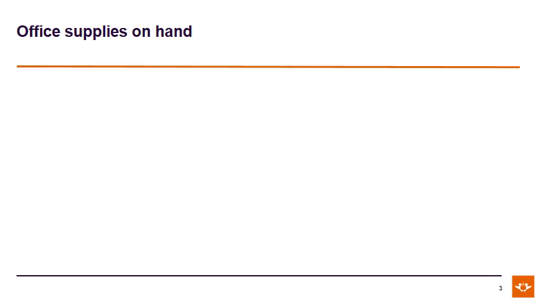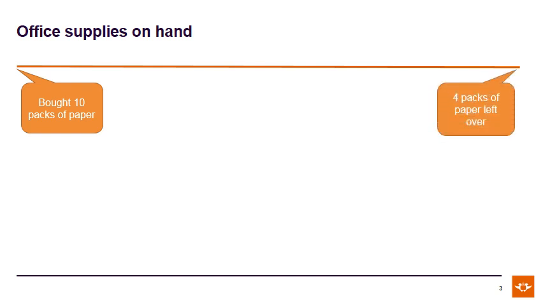Let's say that we have bought 10 packs of paper at the beginning of our reporting period, but then at the end of the reporting period there is 4 packs left. So we can clearly state that these 4 packs were not used up during the current reporting period. We therefore have to make an adjustment to our accounting records to clearly show what occurred during the reporting period. 6 packs were used up and can be treated as an expense.